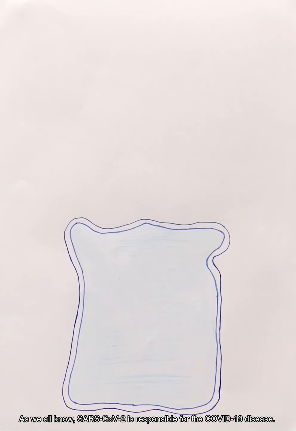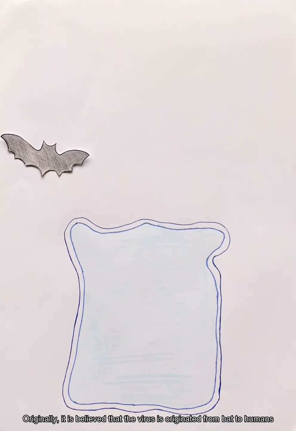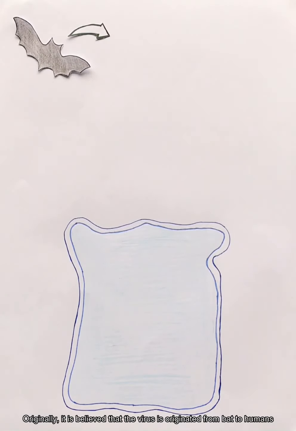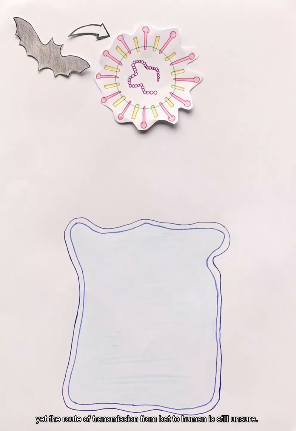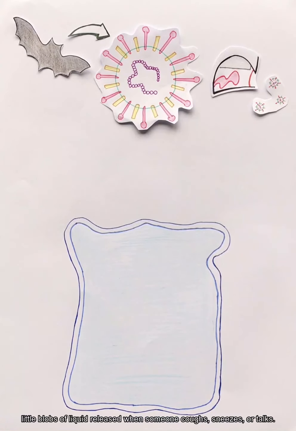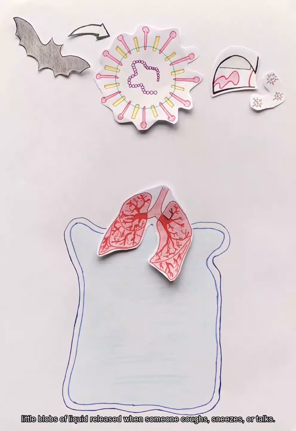As we all know, SARS-CoV-2 is responsible for the COVID-19 disease. Originally, it is believed that the virus originated from bats to humans, yet the route of transmission from bat to human is still unsure. It spreads primarily via respiratory droplets, little blobs of liquid released when someone coughs, sneezes, or talks.